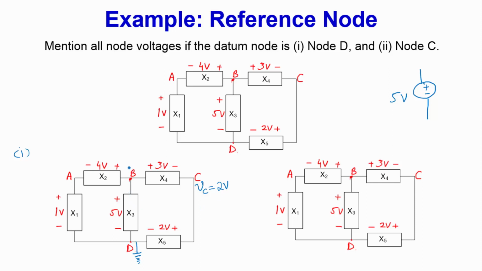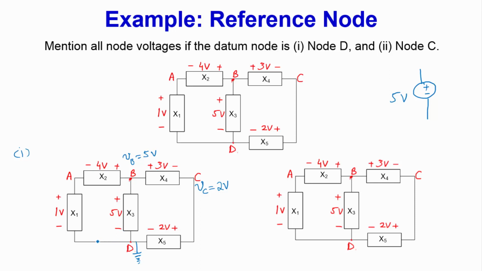Now let's look at the voltage of B. For that, we have to reference x3. Its negative terminal is connected to ground, which is 0. So its positive terminal has to be 5 volts higher than its negative terminal, which is 0. So 5 volts higher than 0 is going to be 5 volts. So VB is going to be 5 volts.